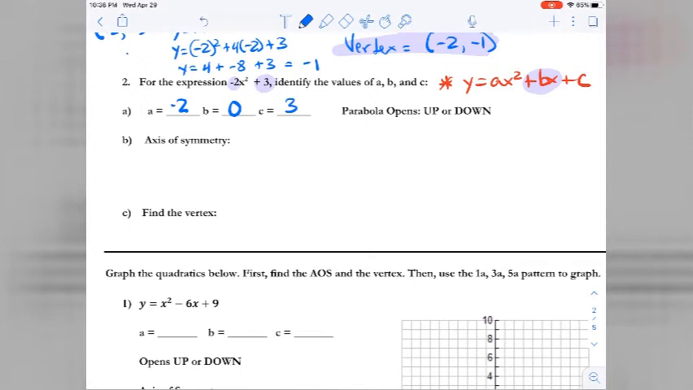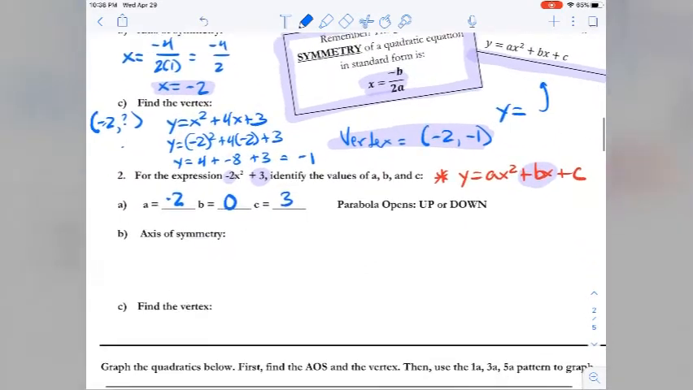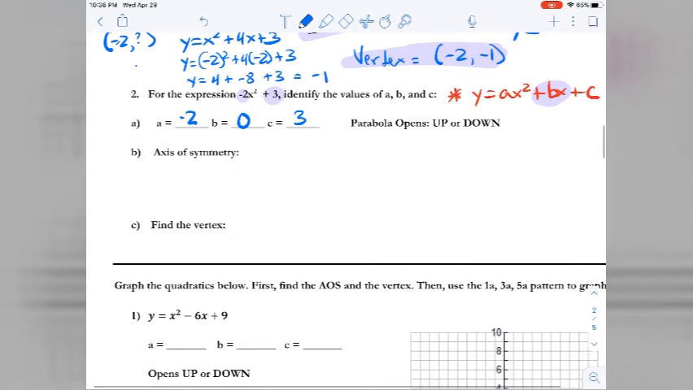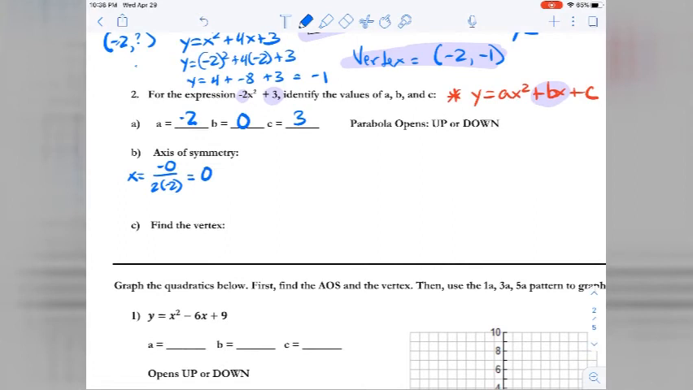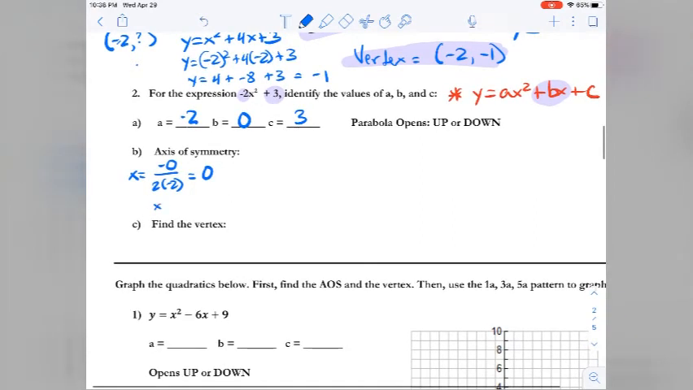Now, to find our axis of symmetry, remember our formula, negative b over 2a for x. So x is equal to negative b over 2a. And in this case, since b was 0, we know that our axis of symmetry is x equals 0.